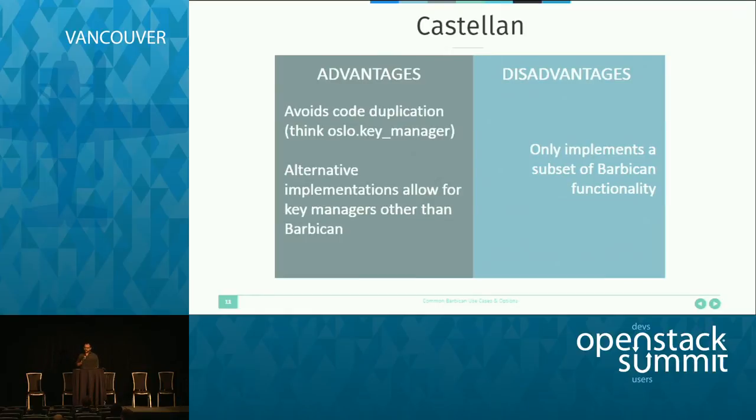And it'll allow for different implementations to key managers. Obviously, Barbican is one of them. And the disadvantage to this is that it only implements a subset of Barbican functionality. Specifically, certificate provisioning will likely not be available in Castellan.